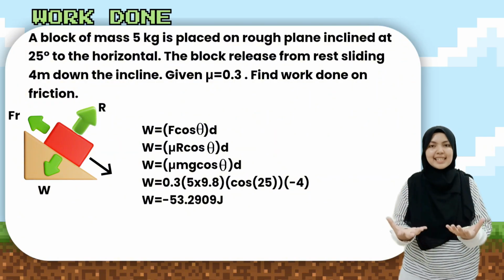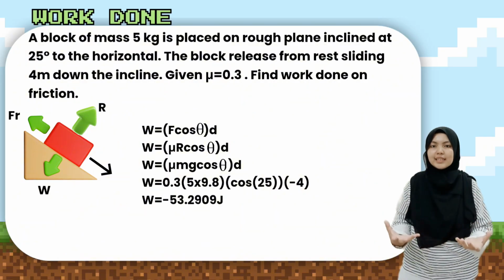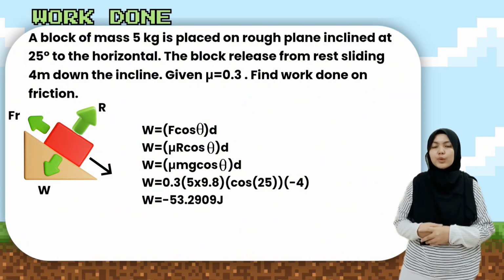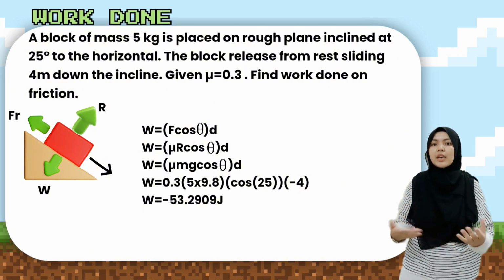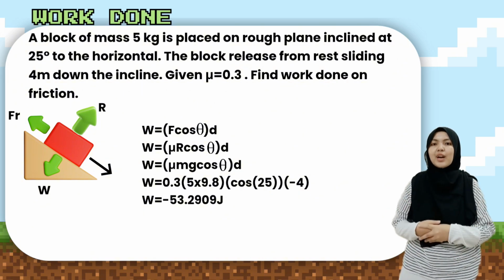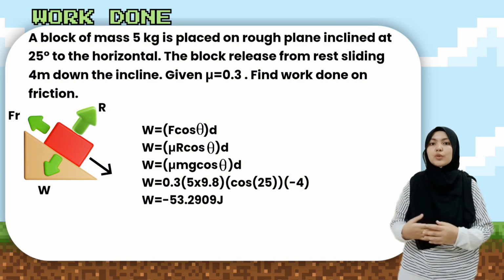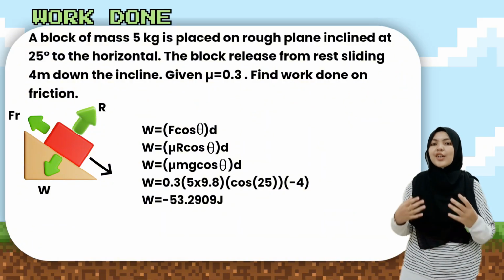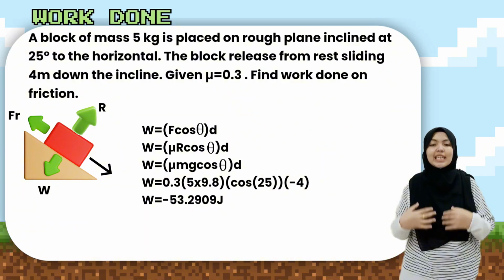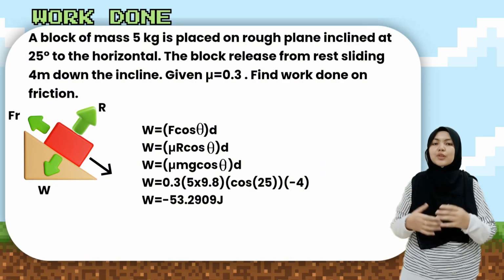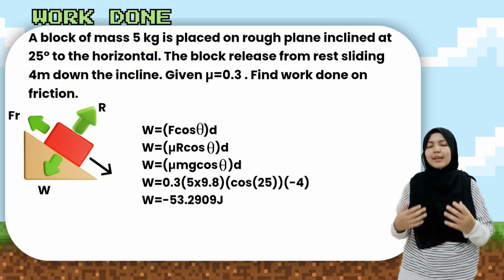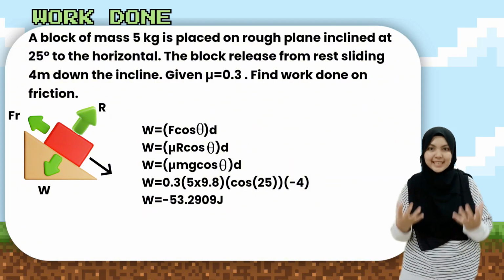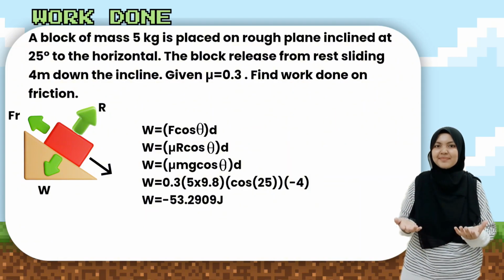Then, start answering the question. First, write the formula, which is W equals F cos theta d. From this, we can change F into mu R, since friction equals mu R. Then we change R into mg. So the new formula is W equals mu mg cos theta d. Next, insert the information given, which is W equals 0.3 times 5 times 9.8 times cos 25 degrees times -4. From this, we get the answer.